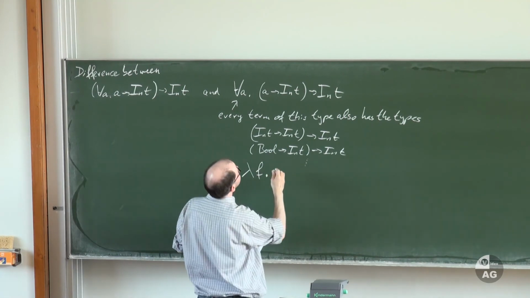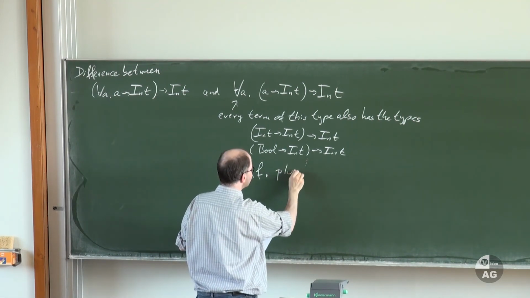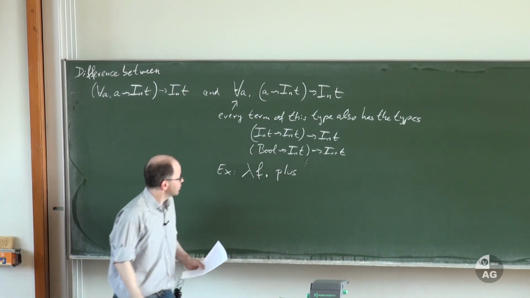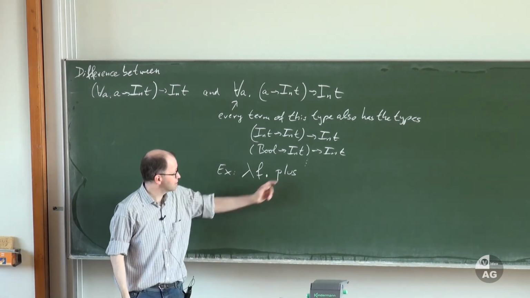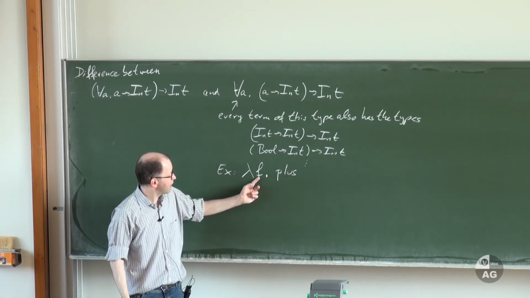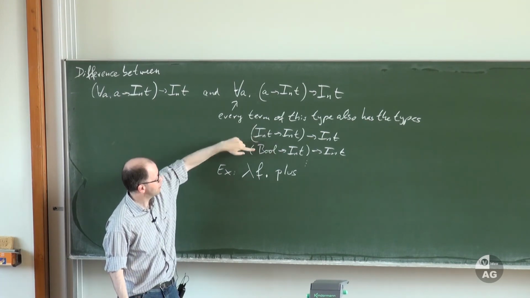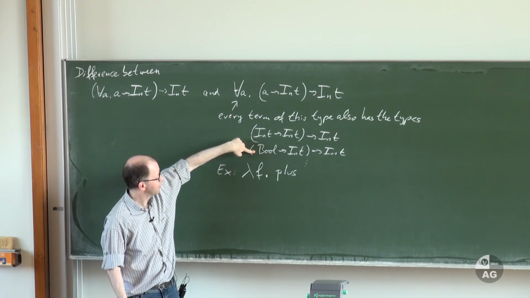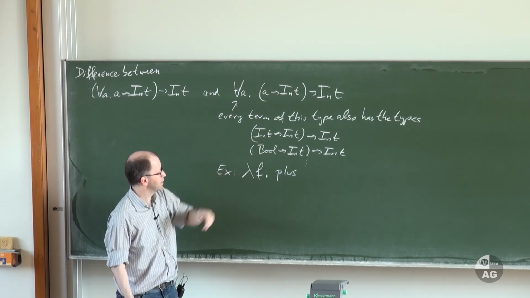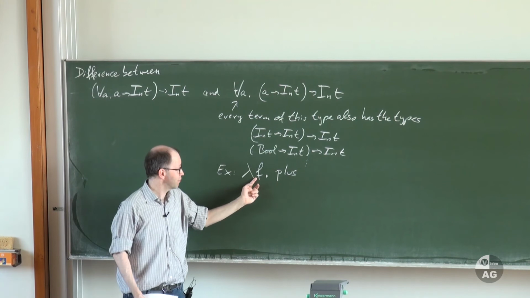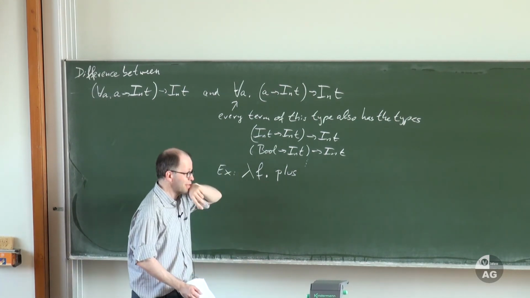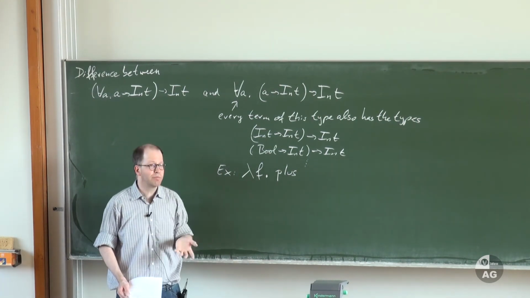Lambda f, let's try to make this similar to the other term. So again, plus. The result of this thing will be an integer. And now for f, I can use any function from int to int, or any function from bool to int. So any of these functions should be admissible for f. So I have to apply f to something which is both an integer and a boolean.